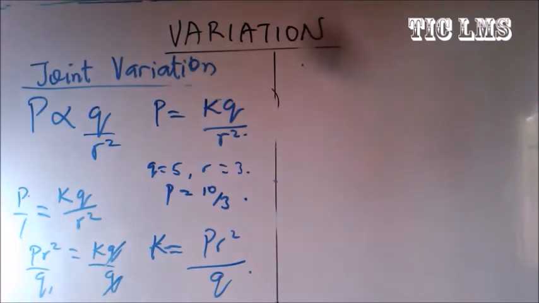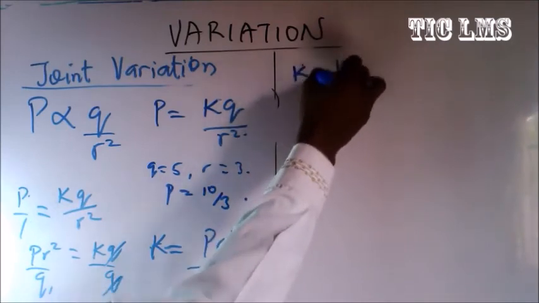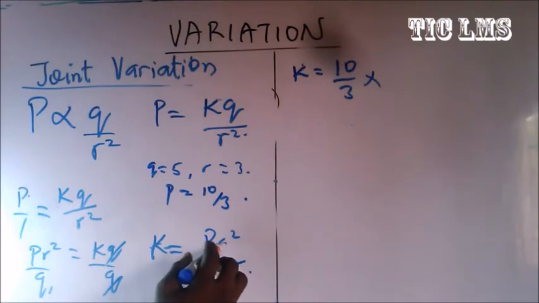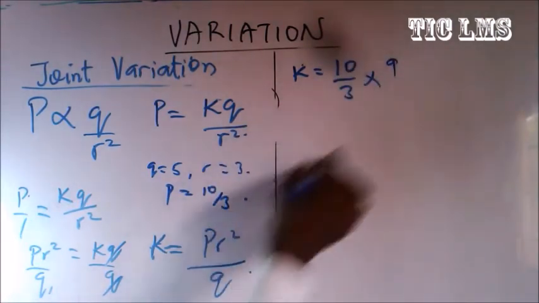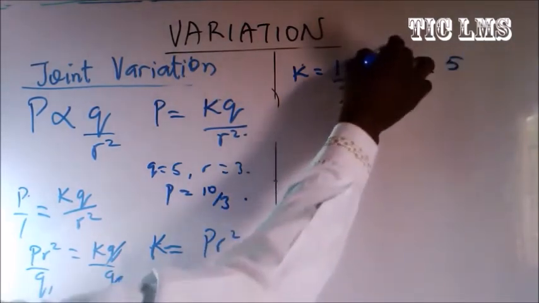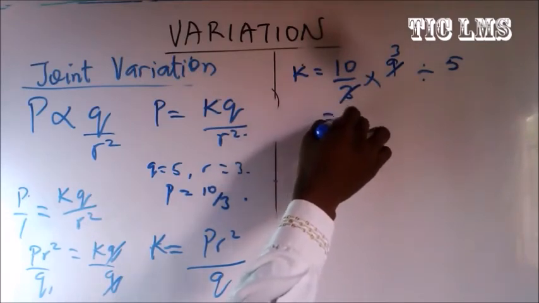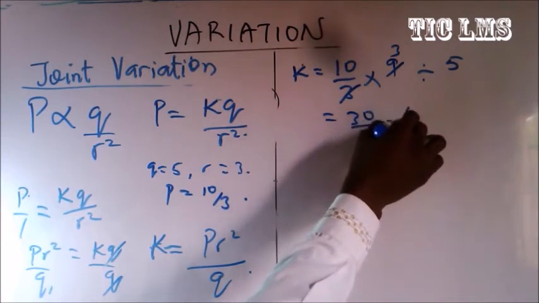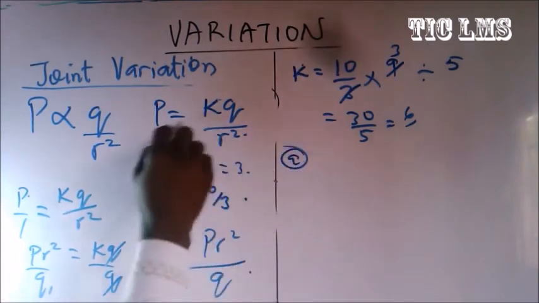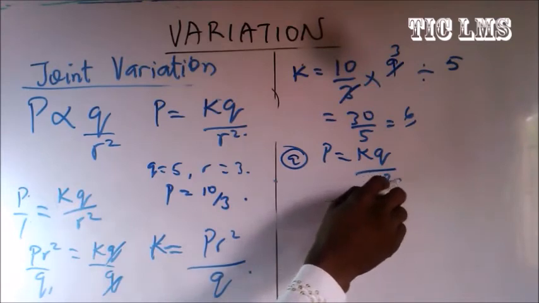Now substituting the values into the letters. So we have K, which is equal to P, which is 10 over 3, multiplied by R squared, which is 3. And 3 squared is what? That's 9. Alright, divided by Q, which is 5. So 3 here, 3. 10 times 3, that's 30 divided by 5, and that leaves us with 6. So 6 is the value of K. The A part has been solved, which is that P equal to KQ over R squared.